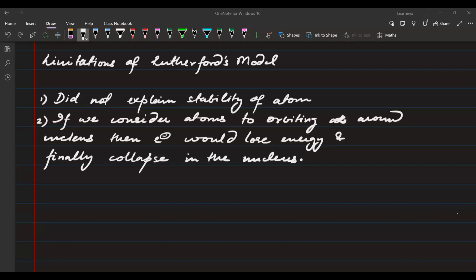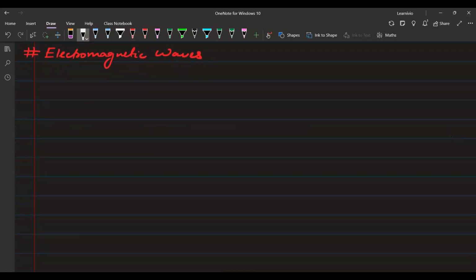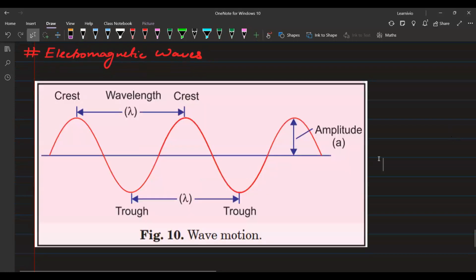वही heading डालिएगा आपको, electromagnetic waves. For electromagnetic waves, you will first of all draw a picture. Draw this.